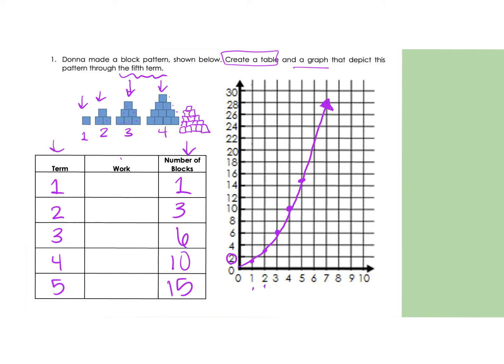If you're just dying to know what the work in the middle would look like, it's the number of blocks times the number of blocks plus 1 divided by 2. It's a weird little thing because this is not a straight line, but don't worry about that. The rest of the practice problems, oh, there's more to this one, sorry.